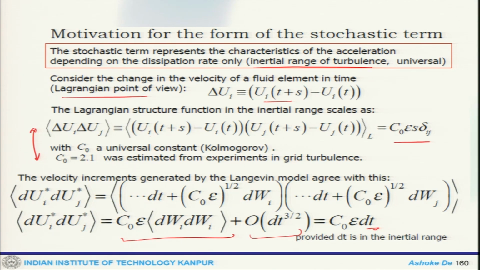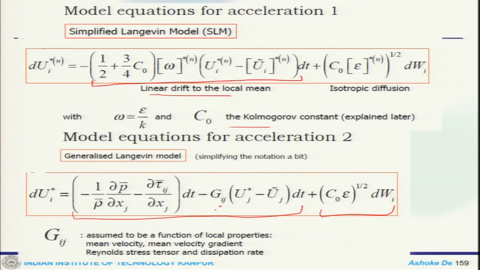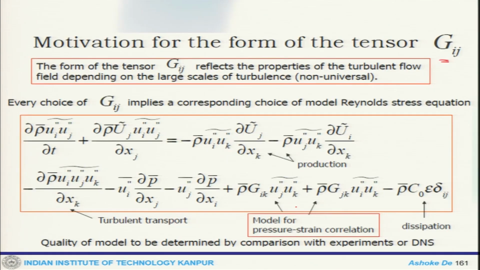So, this is coming from the stochastic physics, where you try to see the consistency between your other phenomena. Now, Gij, which is another important term sitting there, will reflect the properties of the turbulent field depending on the large scale of turbulence. So, that means if you go back here, this will actually depend on the large scale, which are non-uniform.